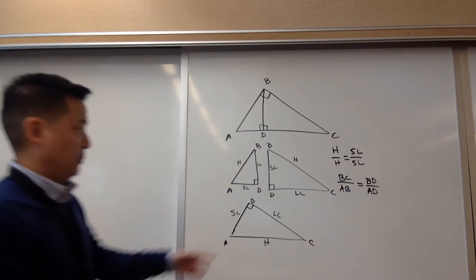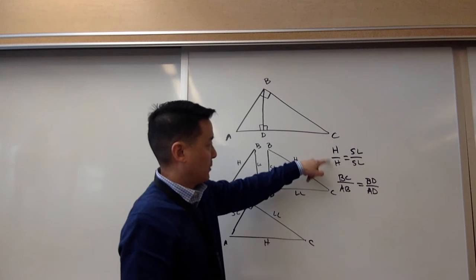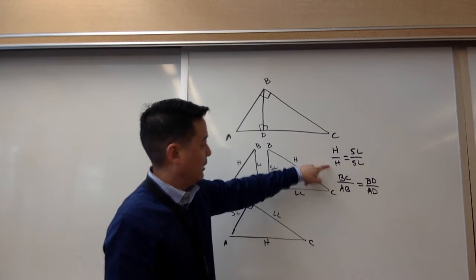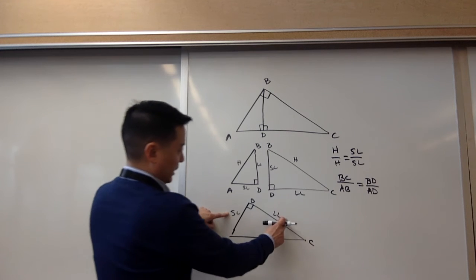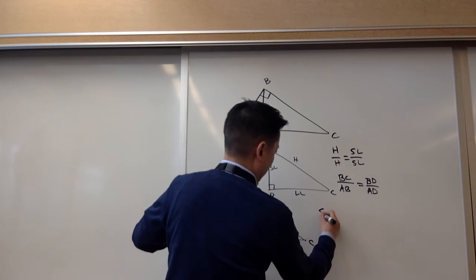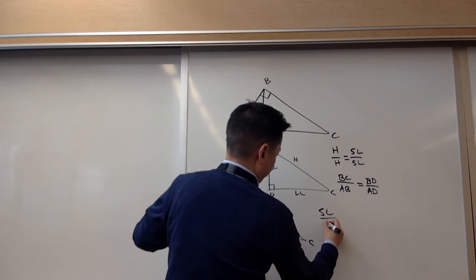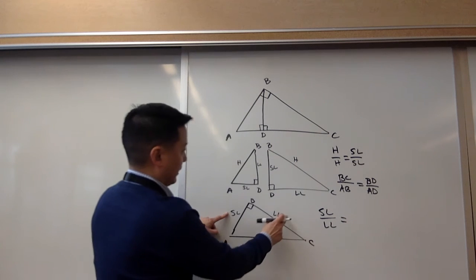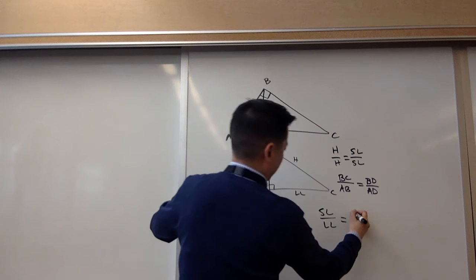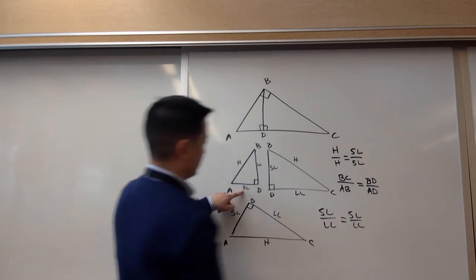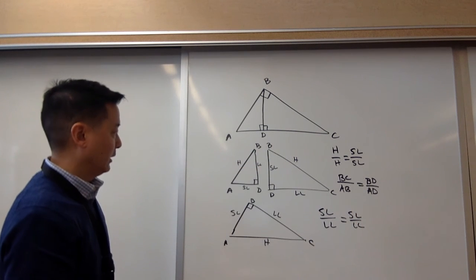You could, for example, instead of doing corresponding parts in one ratio, you could do something like the short leg of the big triangle is to the long leg of the big triangle. Short leg is to the long leg as, let's go with the little triangle, the short leg of the little triangle is to the long leg of the little triangle.